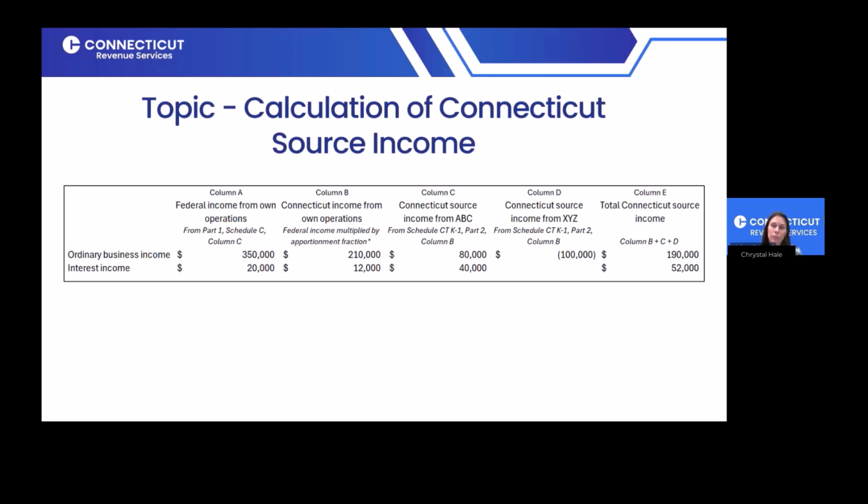$100,000. So in column E, we're just going to add up all of the items from Connecticut sources. We're going to take column B from our own operations, add it to column C from our subsidiary entity, and column D from another subsidiary entity. This results in ordinary business income of $190,000 and interest income of $52,000, which now we'll allocate to our members.